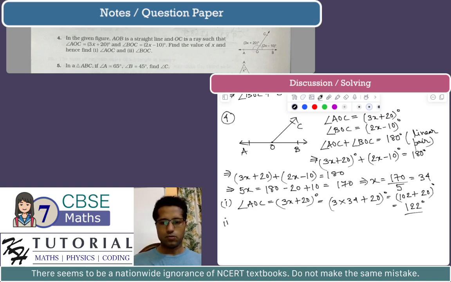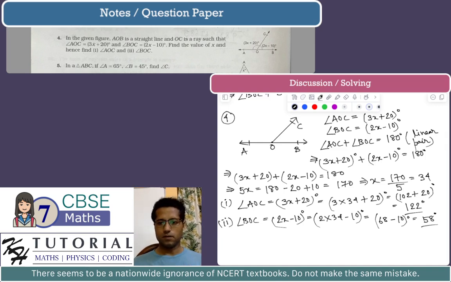And part 2, what is angle BOC? Angle BOC is equal to 2x minus 10 degrees. This is equal to 2 into 34 minus 10 degrees. This is equal to 68 minus 10 degrees. This is equal to 58 degrees.